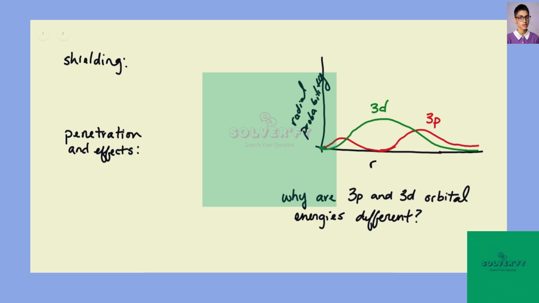And essentially what we're going to go through is define shielding and look at what penetration's general effects are, to be able to answer what it's really asking us, which is why the 3p and 3d orbital energies are different? And one of the things I went ahead and drew already are the radial probability functions for the 3d and the 3p orbitals. And the reason for that is because this is where we can physically see mathematically what penetration looks like.